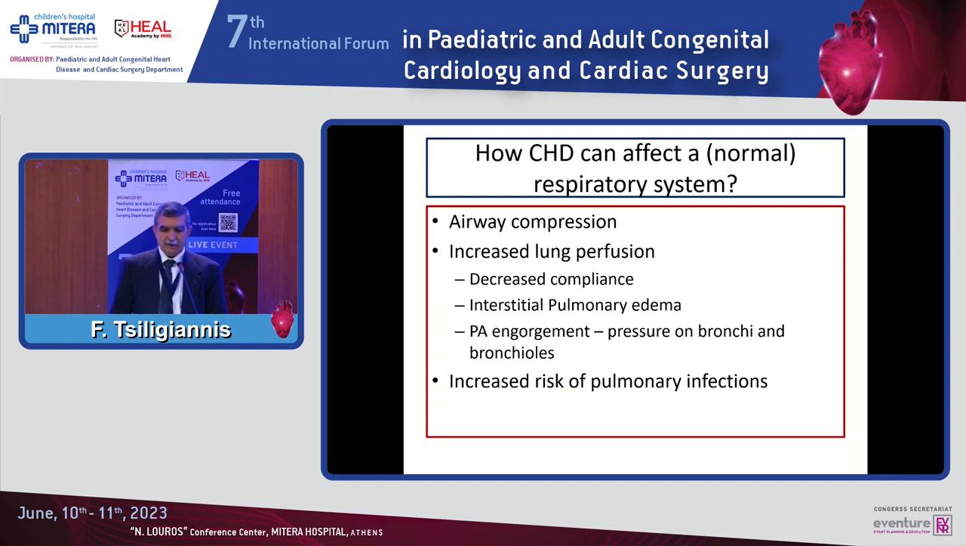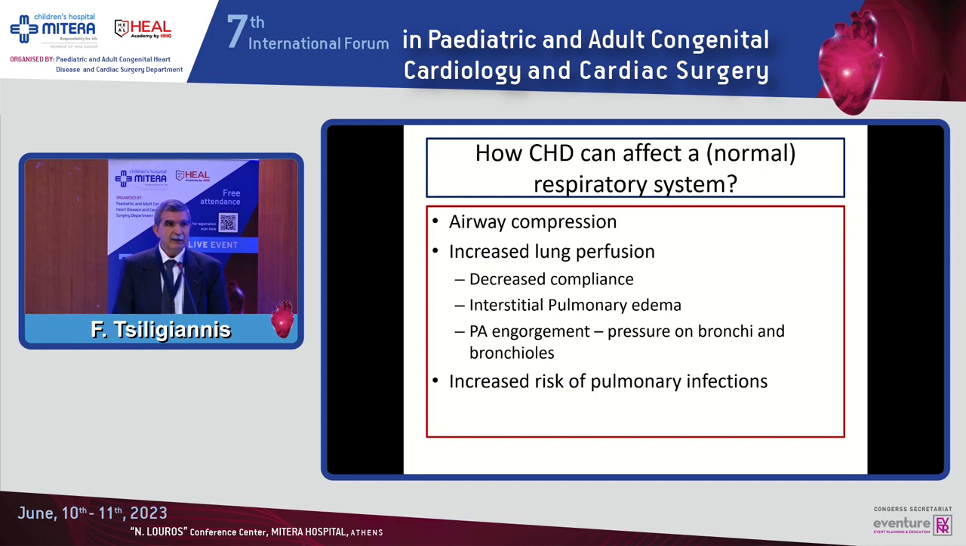How does congenital heart disease affect a normal respiratory system? First, by airway compression. Second, by increased lung perfusion, which leads to decreased compliance, interstitial pulmonary edema, and pressure on bronchi and bronchioles from the engorged vessels within the lung parenchyma.